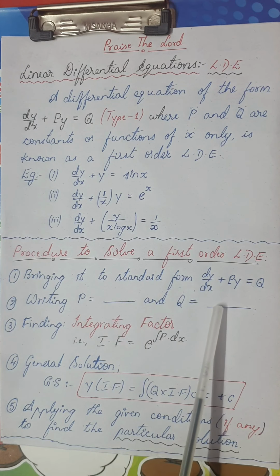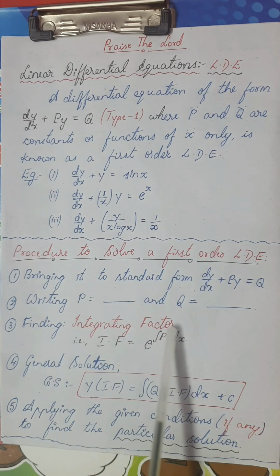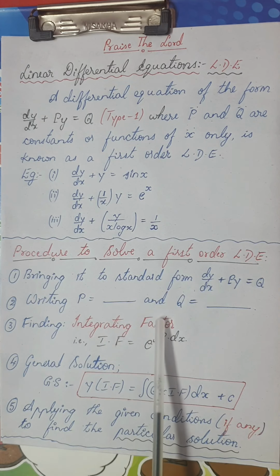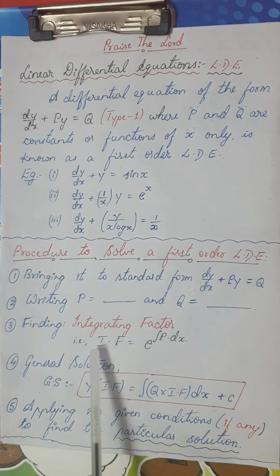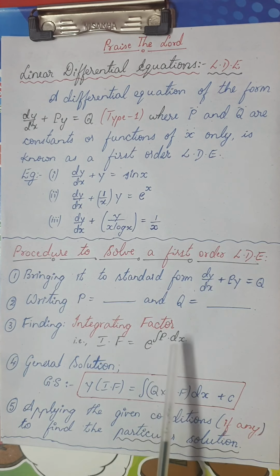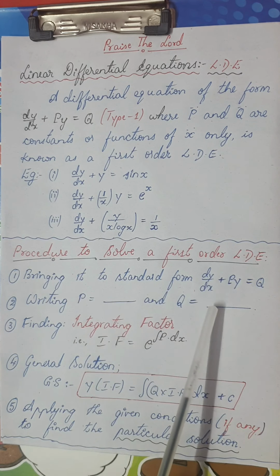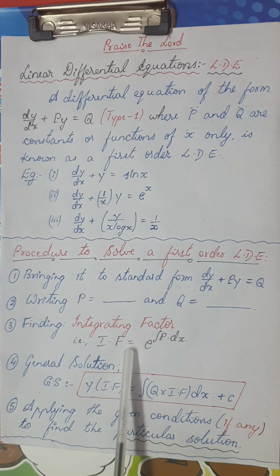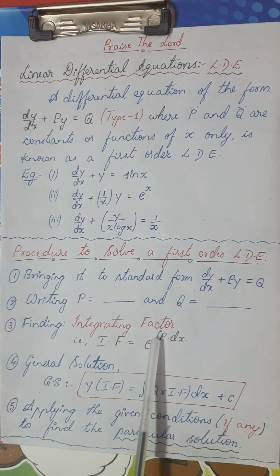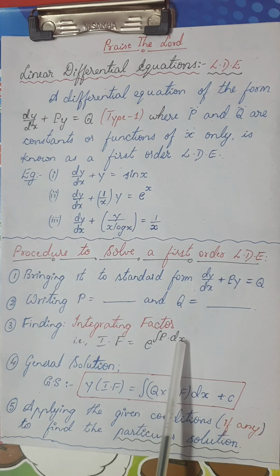Once p and q are ready, the most important thing is that in this concept we are going to find something called the integrating factor. How to find the integrating factor? Usually we write it as IF, which means integrating factor. The integrating factor is e power of integral p dx. What is this p? P is the term you get from the standard form. I repeat, the integrating factor formula is e power of integral p dx, that is, integrate p with respect to x.